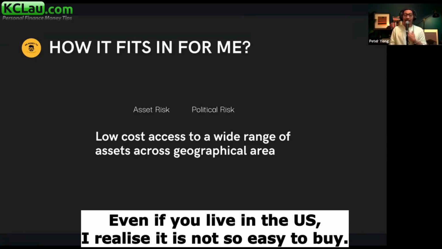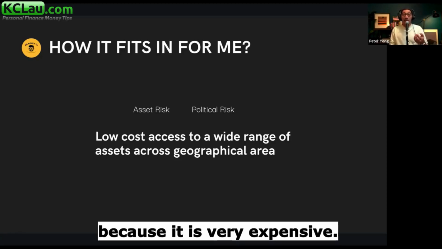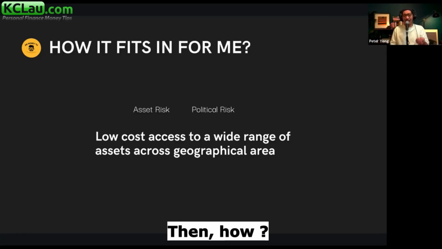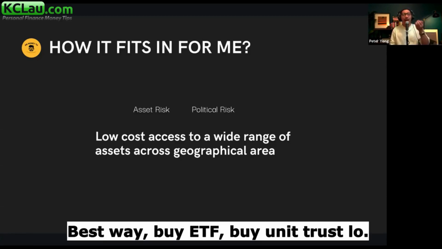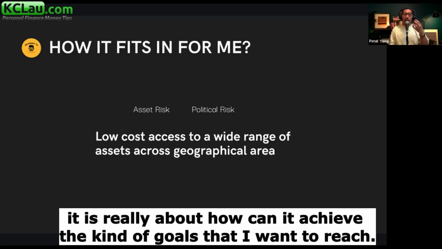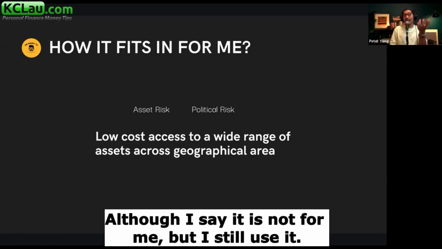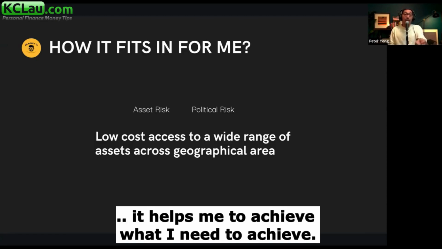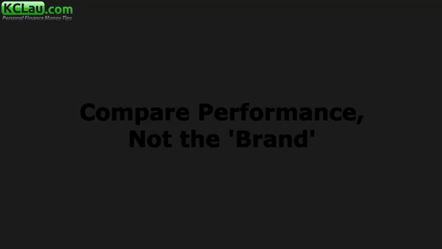But how? Even if you live in the US, I realize it's not so easy to buy because it's very expensive. Their stocks are crazy. It's very, very expensive. Then how? Best way, buy ETF, buy unit trust. Or for me, at the end of the day, it is really about how it can achieve the kind of goals that I want to reach. Although I say it is not for me, I still use it. Why? Because at the end of the day, it helps me to achieve what I need to achieve.